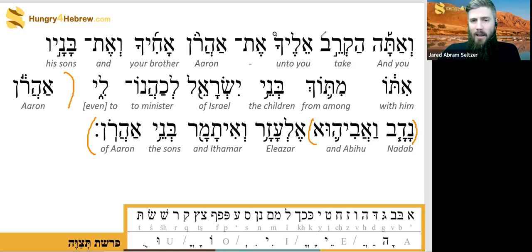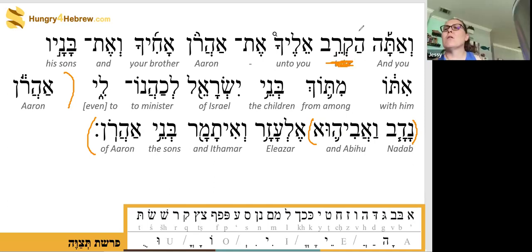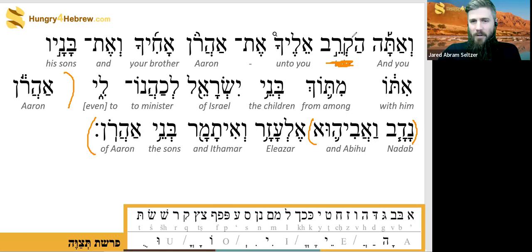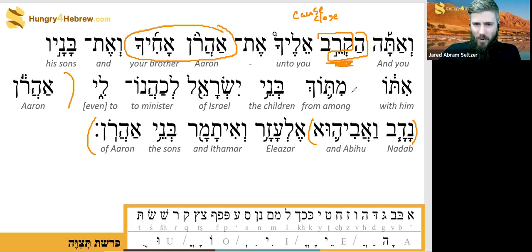Ve'ata, and you, hakrev. Okay, so this is supposed to be God speaking to Moses. So you, Moses, hakrev. What is this word? Never mind what's written underneath it. The root is kuf resh bet, which has to do with close. The hey and the vowels indicate that this is hifil, causative. So cause someone to be close. Cause someone to be close, elecha, to you, et Aharon. Cause Aaron, your brother, and his sons with him to be close to you.